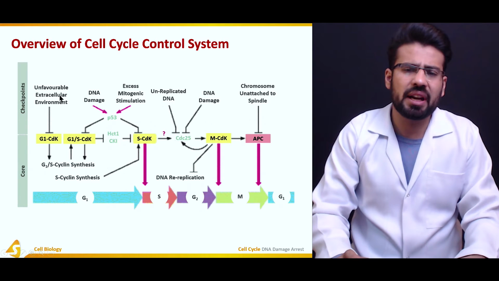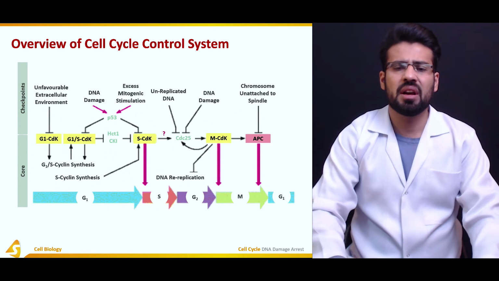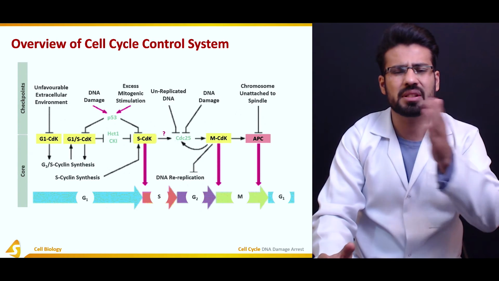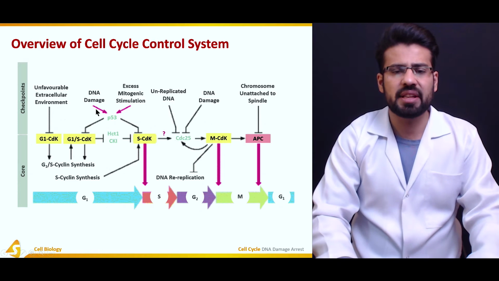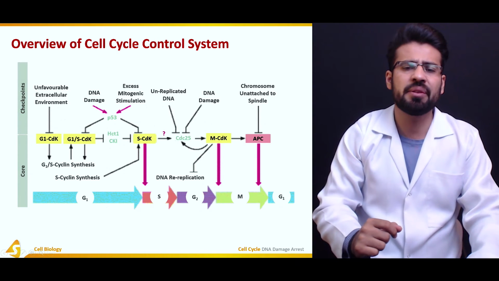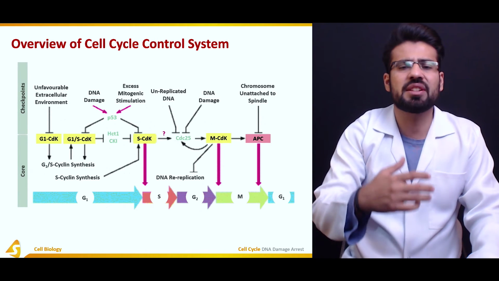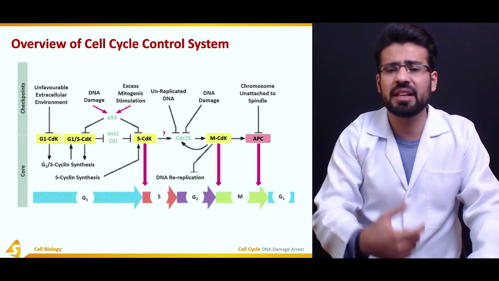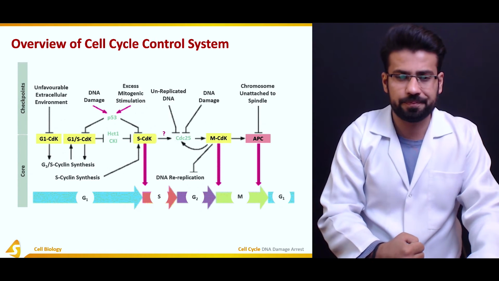So in this particular slide, we are going to have an overview of the cell cycle control system. What happens, starting off with the G1 phase and then moving through the whole cycle. We are going to discuss the whole cycle. These are the checkpoints that are shown. We have the unfavorable extracellular environment. We have a checkpoint where DNA damage is detected. We have a checkpoint where extracellular mitogenic stimulation is checked. We have unreplicated DNA, DNA damage, and chromosomes unattached to the spindle.